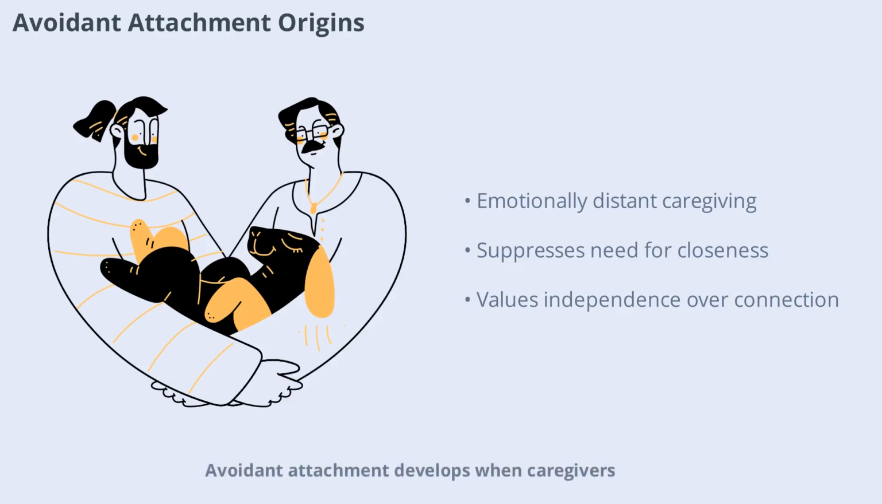Avoidant attachment develops when caregivers are emotionally distant or dismissive. Children learn to suppress their needs for closeness, believing that vulnerability won't be met with comfort. Instead, they become self-reliant, valuing independence over connection. This pattern shapes how they approach relationships as adults, often keeping emotional distance to protect themselves from disappointment.